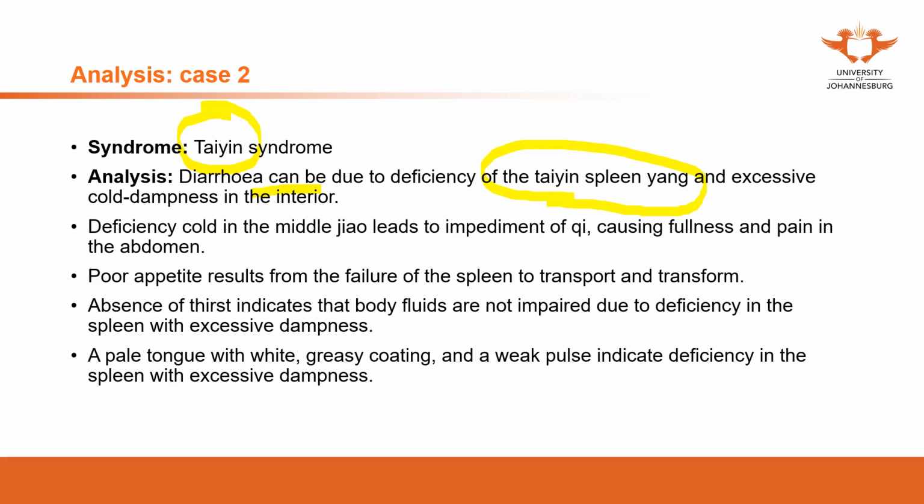How do we know it is Taiyin spleen yang deficiency? When the patient eats cold food, it makes them worse. That's also another sign of the coldness. So that's the Taiyin syndrome. In the treatment, we can use either herbal medicine or acupuncture to tonify the spleen yang.